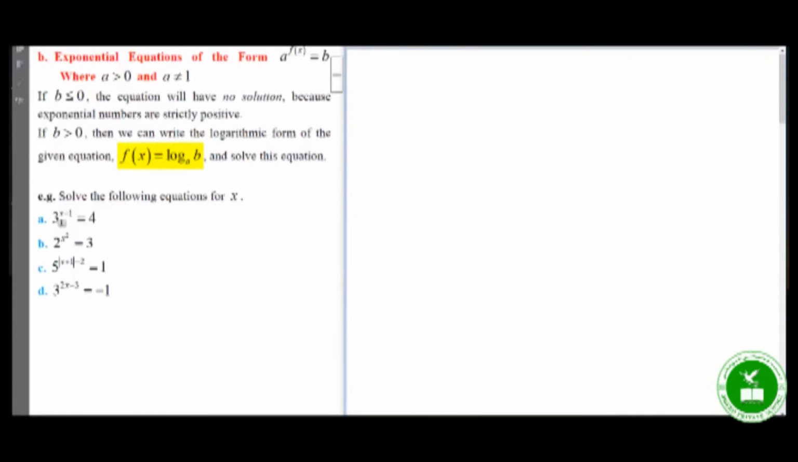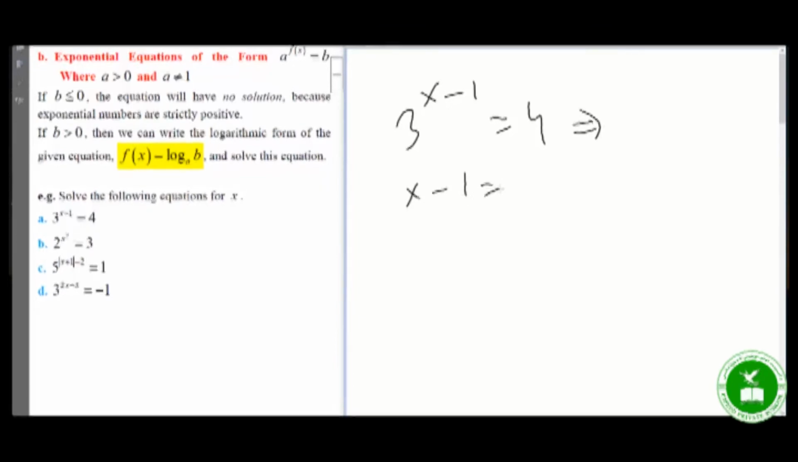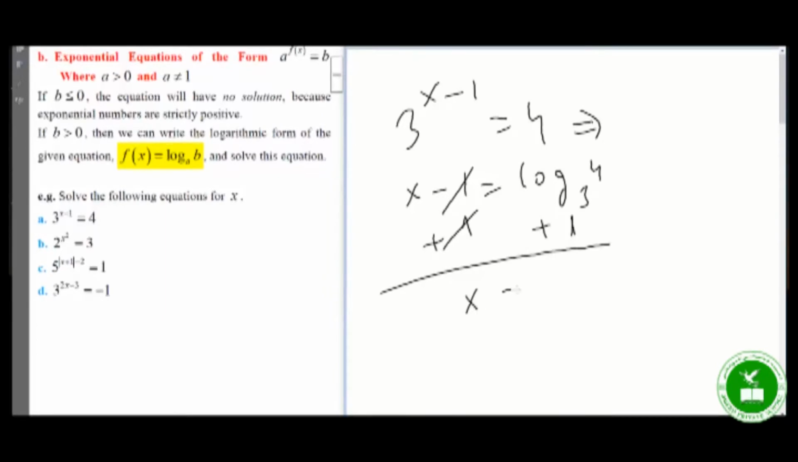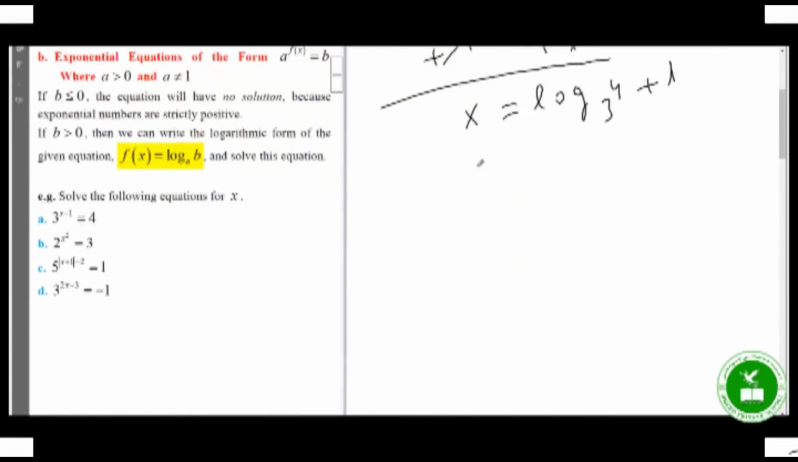Let's solve an example about this. For example, 3 to the power of x minus 1 is equal to 4. The question asks us to solve it for x. It means find the value of x. From here we can write it in logarithmic form, which is x minus 1 is equal to logarithm of 4 to the base of 3. If we add 1 to both sides, negative 1 and positive 1 will be cancelled. x is equal to logarithm of 4 to the base of 3 plus 1.